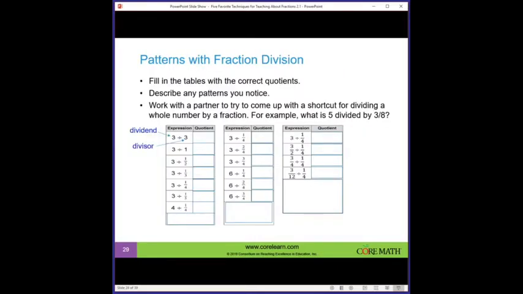Now, patterns with division. This is the other topic I wanted to get to. So that was units and how units play an important role. And now I want to talk about patterns with division. I have to say, one of my favorite things to do in math with kids is to guide students to look for and identify patterns and to generalize from these patterns. I'm not just talking about fractions, I'm talking about in general.